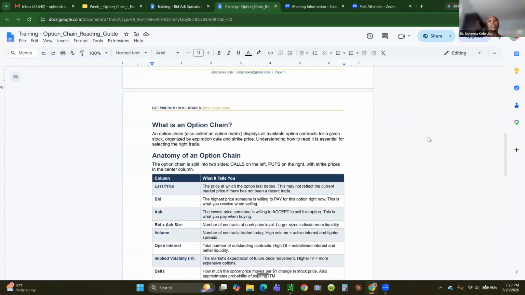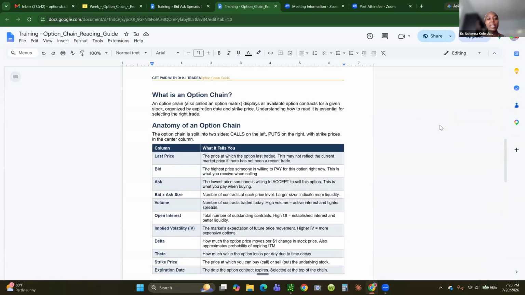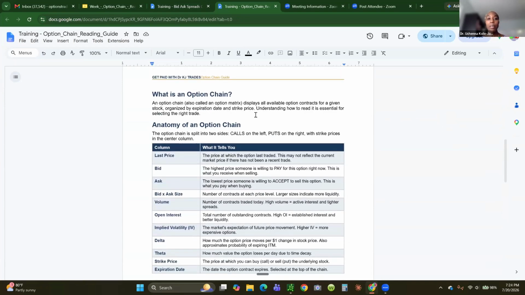What this is, it just gives you the definitions of the different parts of the option chain and teaches you how to customize it. So what is the volume on our option chain? The volume is the number of contracts traded today. Higher volume means active interest and tighter spreads. Open interest is the total number of outstanding contracts. A high open interest means established interest and better liquidity. What does liquidity mean? Basically, being able to get in and out of your option contract with ease.